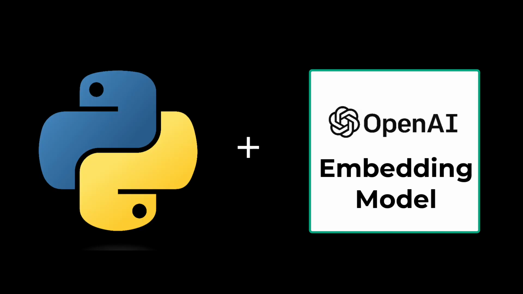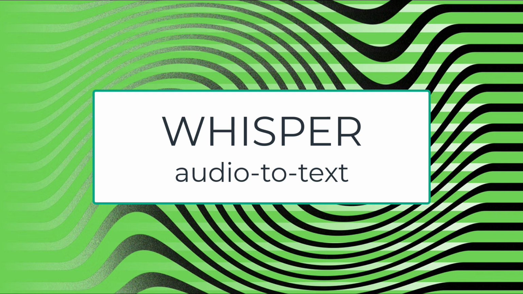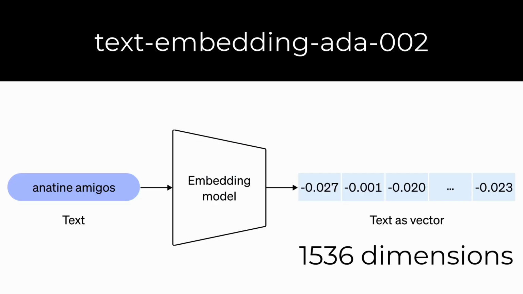In this demo, we'll be using Python and an embedding model from OpenAI. ChatGPT and GPT-4 are the OpenAI models most people are very familiar with, but other models offered by OpenAI include DALL-E, which is a model that receives text and spits out images related to said text, Whisper, a model that receives audio and spits out transcriptions of what's being said in the audio, and Text Embedding Ada 002. That's what we'll be using.